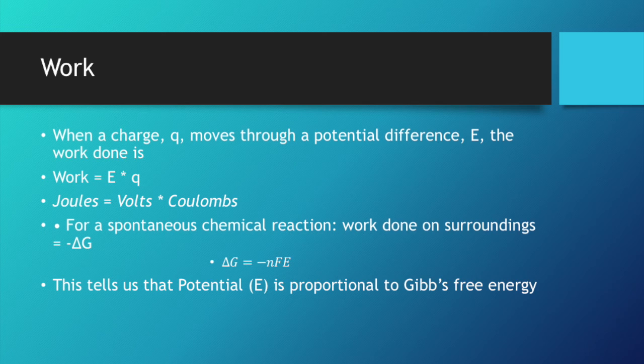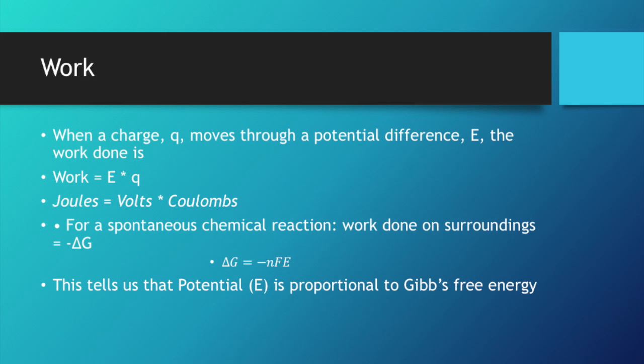So another big part of this chapter is the idea of work. Work is any time when charge, q, moves through a potential difference, E, and the work done is calculated by the equation work equals E times q. And under that, you'll see that work is found in units of joules, and that is equal to volts, which is the electrical potential, times coulombs.